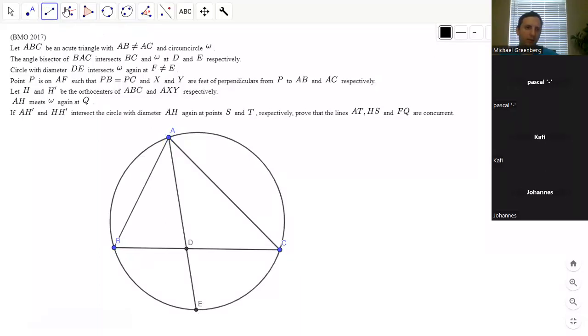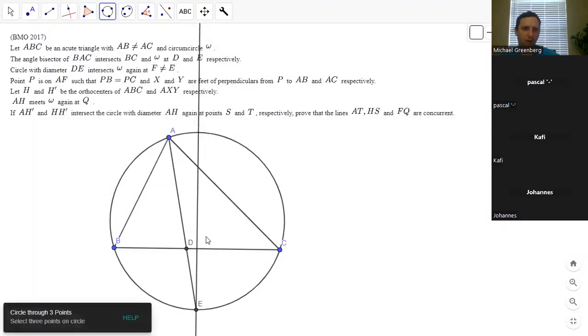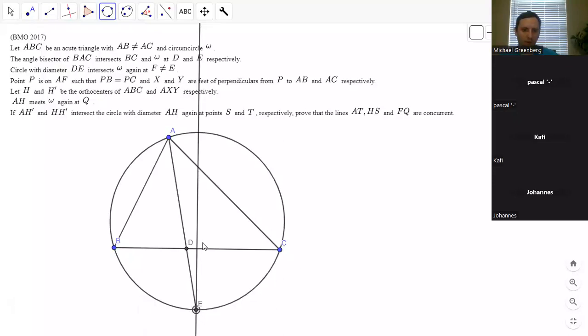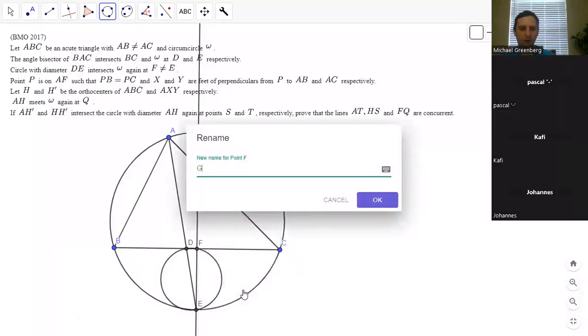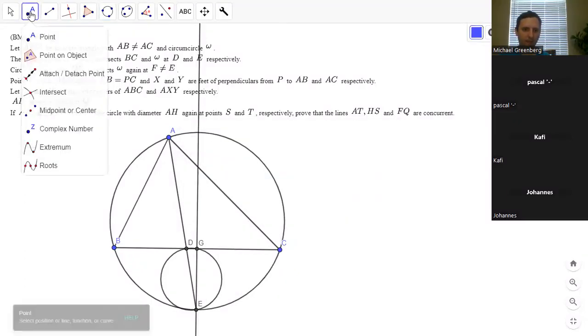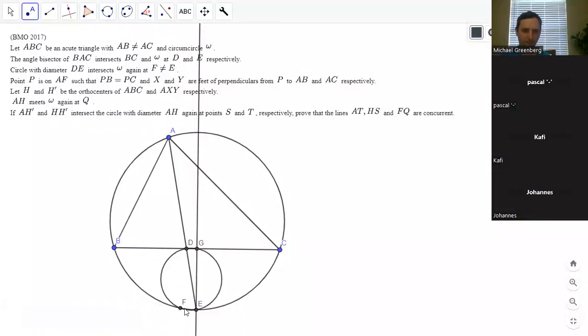So I will draw the altitude from E to BC, and it will be that circumcircle. And it intersects. Okay, so this should not be F. We can call it G. This will be F. Okay. So G is the midpoint of BC.